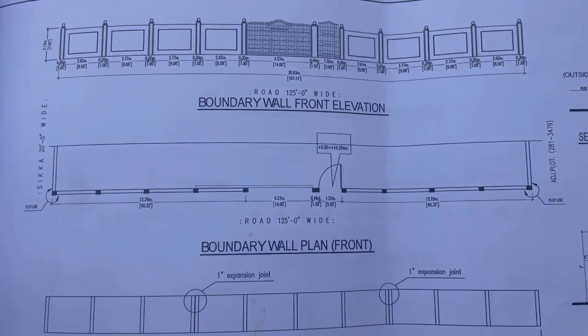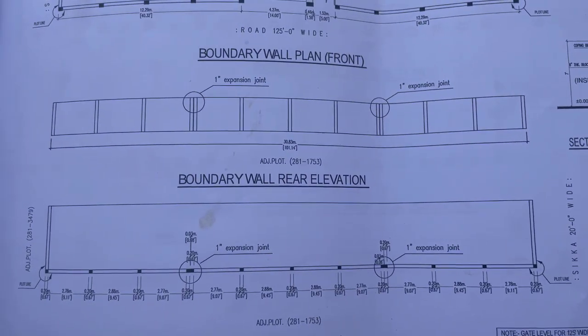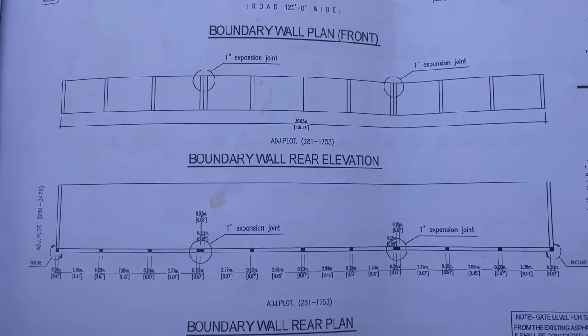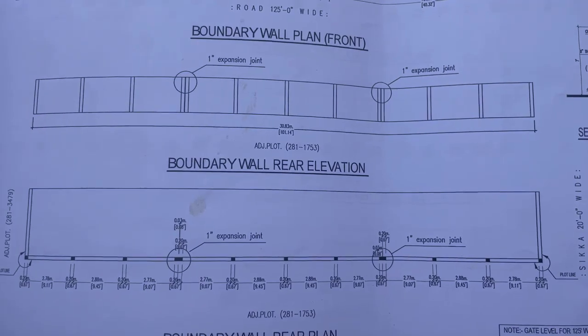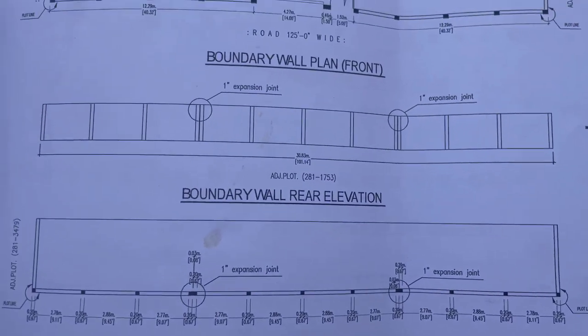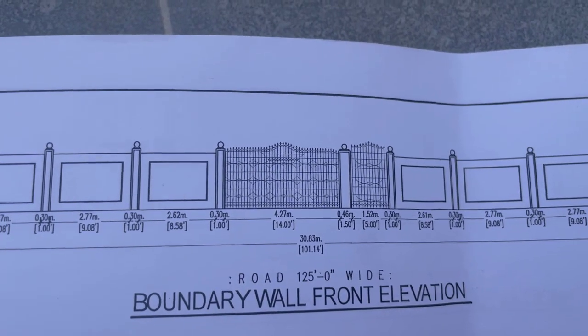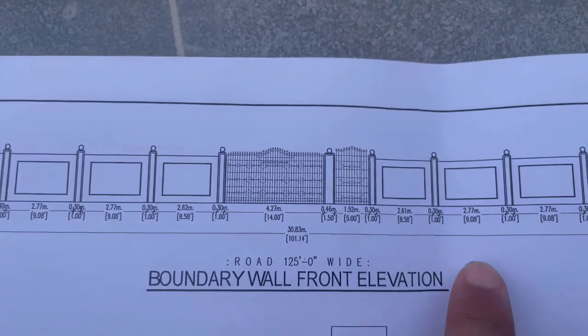This is for front, यानी the front of the villa. Boundary wall plan front. And boundary wall rear elevation. Rear यानी पीछे से, from back side of the villa. So first of all we have this front gate यानी main gate and the small one gate.